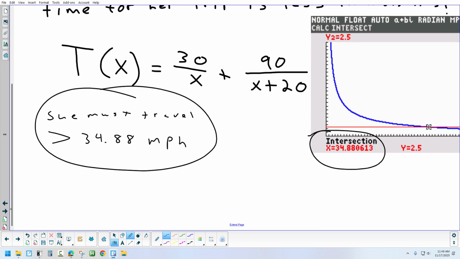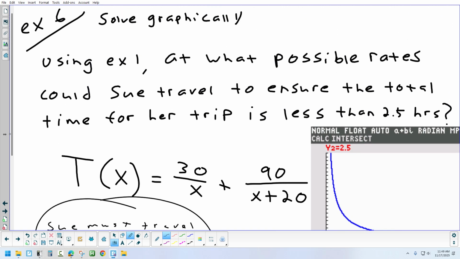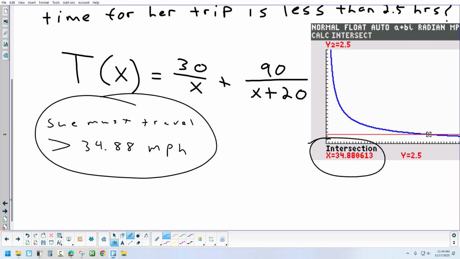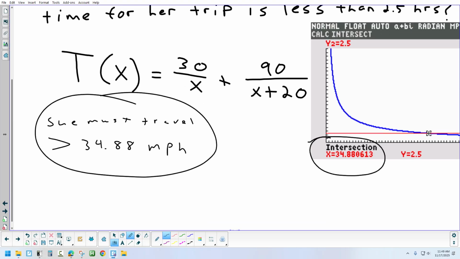And will you tell us what decimal point to round on? Yeah, I would always tell you how many decimal points. Generally 2 is okay, but if not, I'll clarify that.